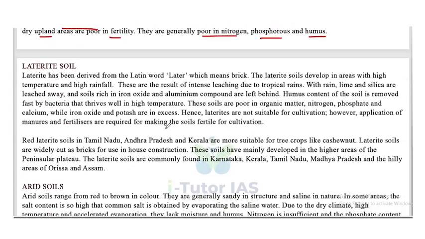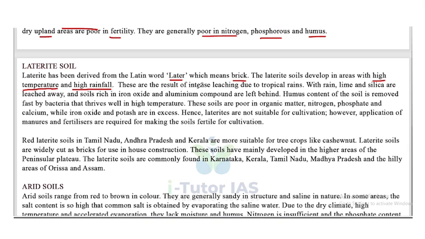Next one is laterite soil. Laterite has been derived from the Latin word later, which means brick. The laterite soil develops in areas with high temperature and high rainfall. Okay, so these soils are mainly found in high temperature and high rainfall regions.